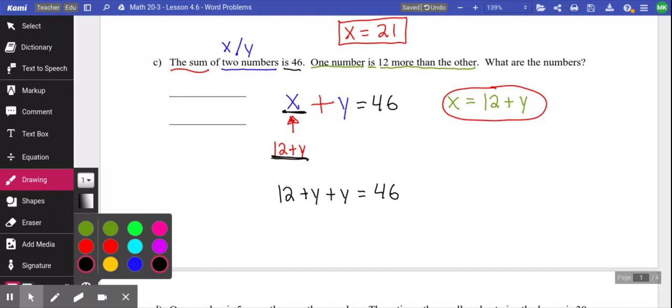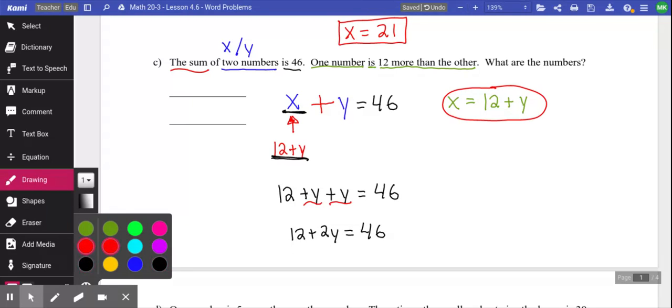We now have an equation with one letter, so we can solve for that one letter. Remember that the first thing we want to do is collect like terms if we have two of the same letter. So this would be 12 plus 2y equals 46. Our goal now is to get y by itself.